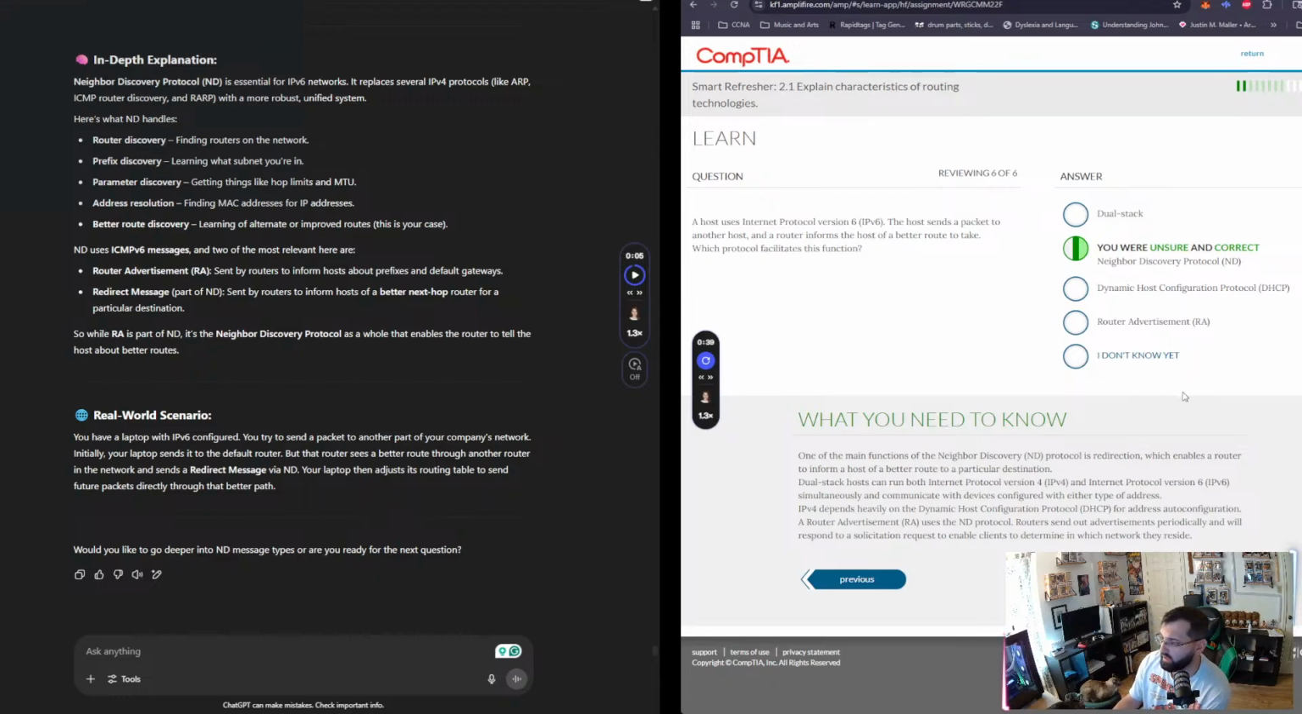Okay, so I'm noticing a pattern where we always have a throwaway. This is also a throwaway. So it's like different degrees of throwing away. We have the Dynamic Host Configuration Protocol, which has nothing to do with anything. Dual stack at least has something to do with IPv6. And then we have the router advertisement, the RA, and that is actually inside of the Neighbor Discovery Protocol, which is IPv6. Okay, let's keep going.